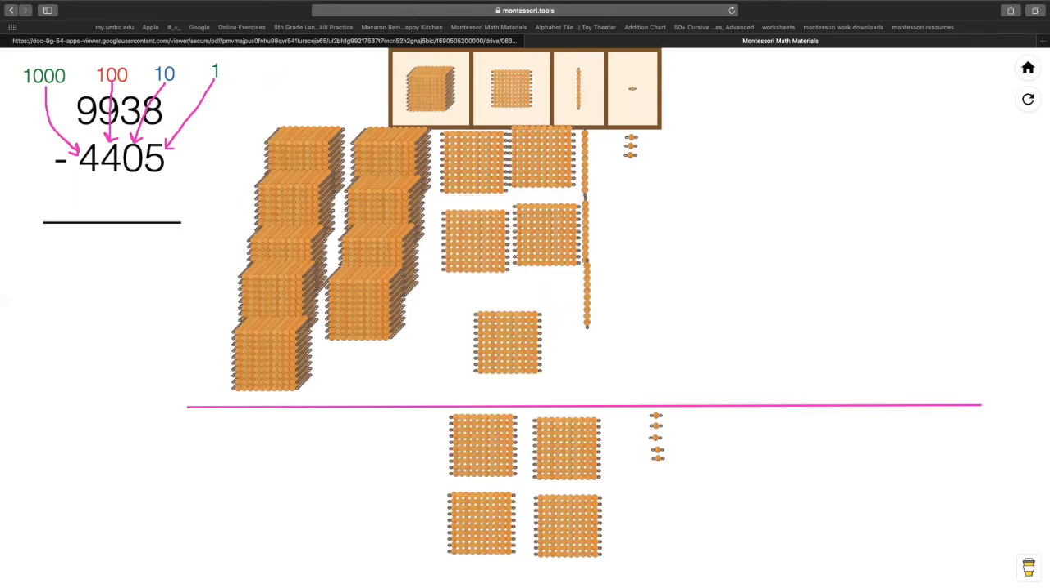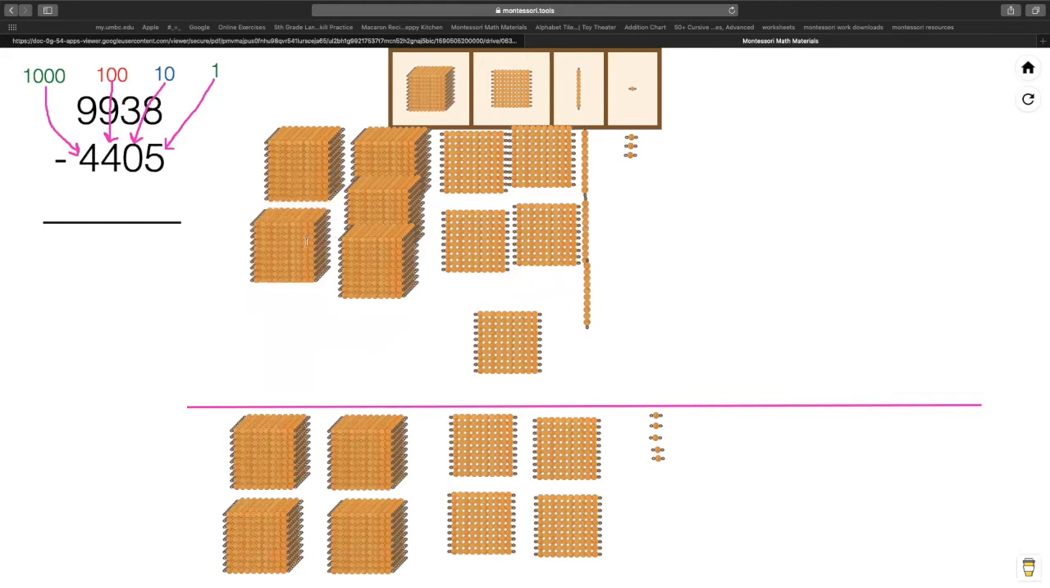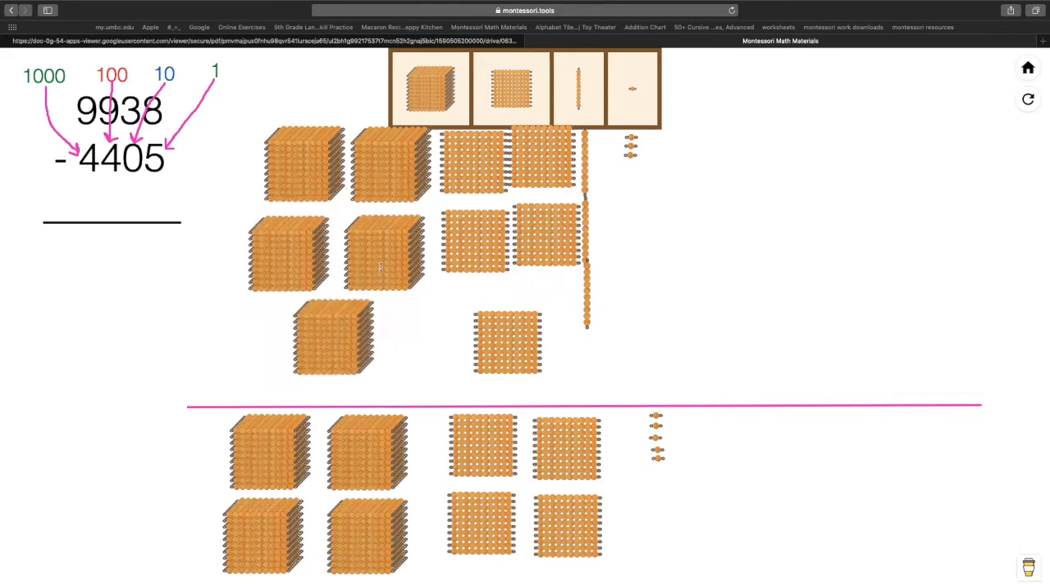And let's see, little Grace, how many 1,000s do I have to move? Four, two. Four. Yeah, you're right. It's the same. Four for both of them. One, two, three, four. So now, at the bottom, I formed this number. 4,000s, 400s, 0 10s, and 5 1s. So I made that number.